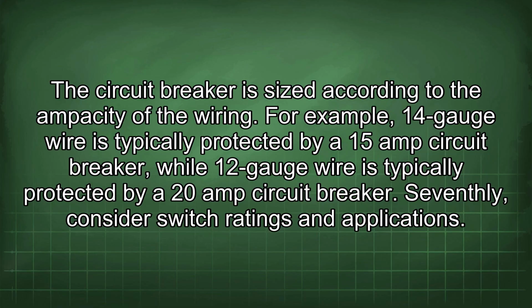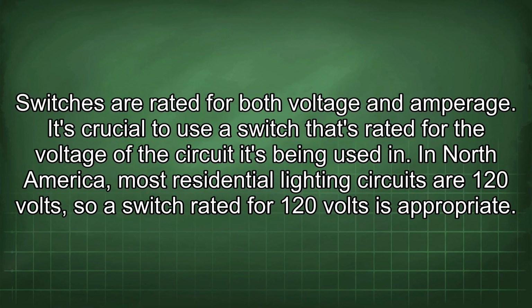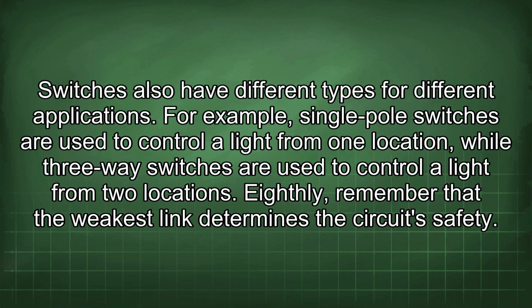Seventhly, consider switch ratings and applications. Switches are rated for both voltage and amperage. It's crucial to use a switch that's rated for the voltage of the circuit it's being used in. In North America, most residential lighting circuits are 120 volts, so a switch rated for 120 volts is appropriate. Switches also have different types for different applications. For example, single-pole switches are used to control a light from one location, while three-way switches are used to control a light from two locations.